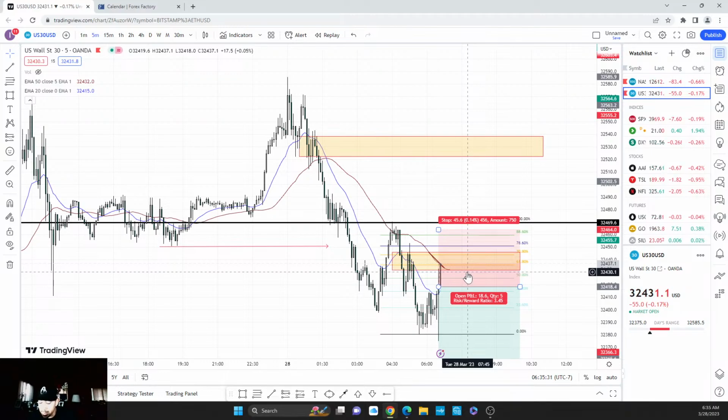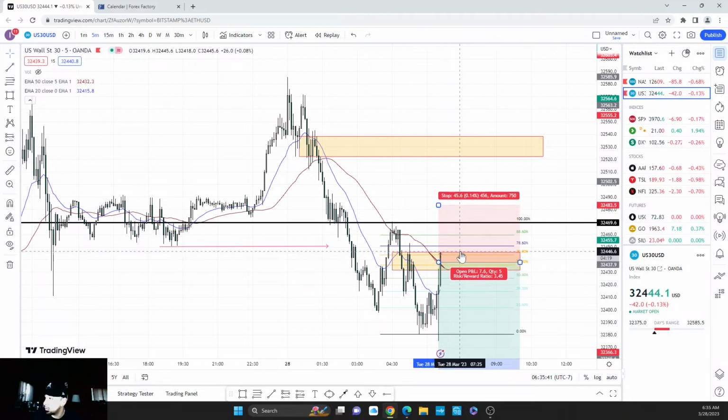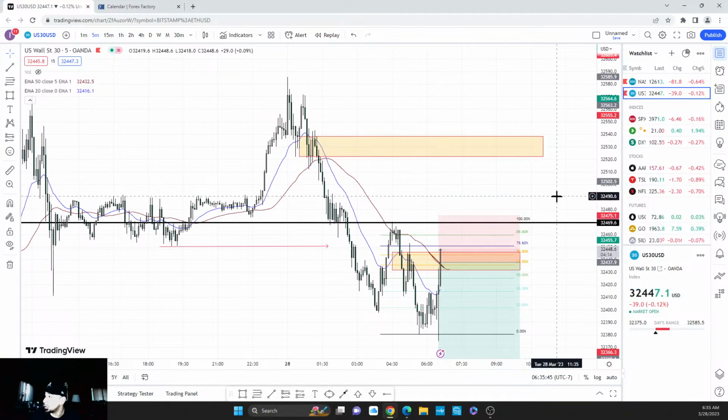Okay, I just entered my position now. I'm in at about 454. So, small stop loss too. Whoa, this is gonna be it right here. 37 pip stop loss. Let's see what happens.